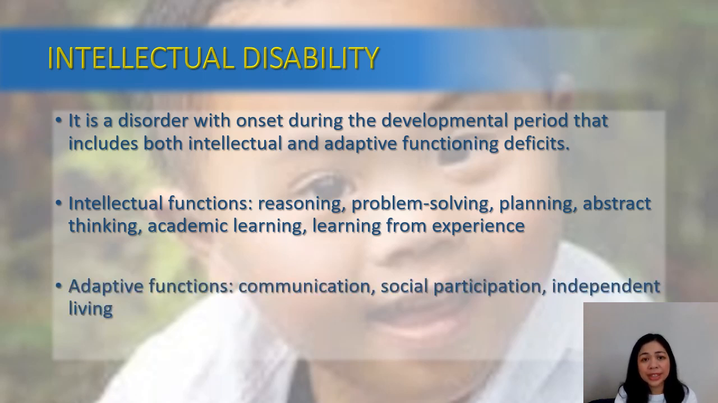Adaptive functions include communication, social participation, and independent living or self-care skills. So in Chessa's case, we know that she was delayed in talking, and she has difficulty in social participation with same age peers.